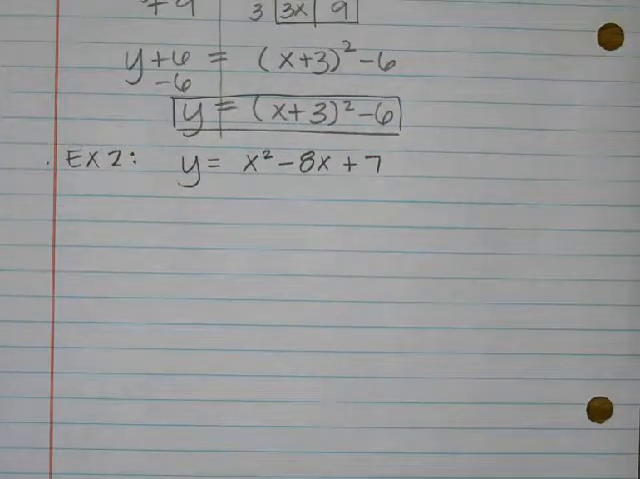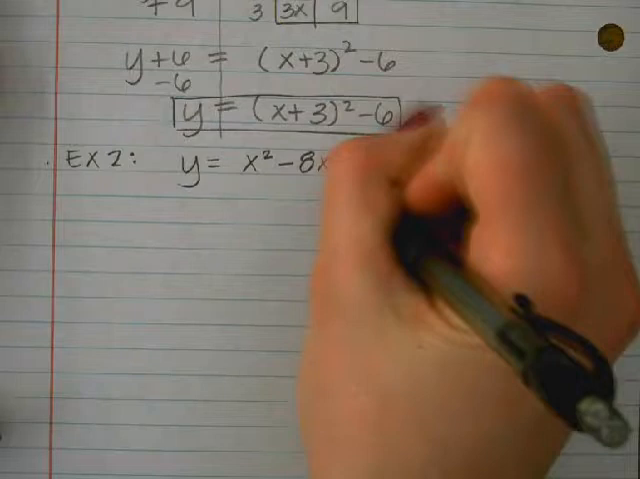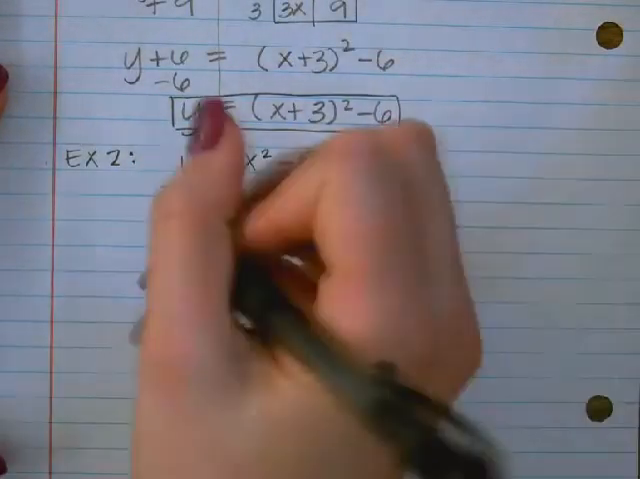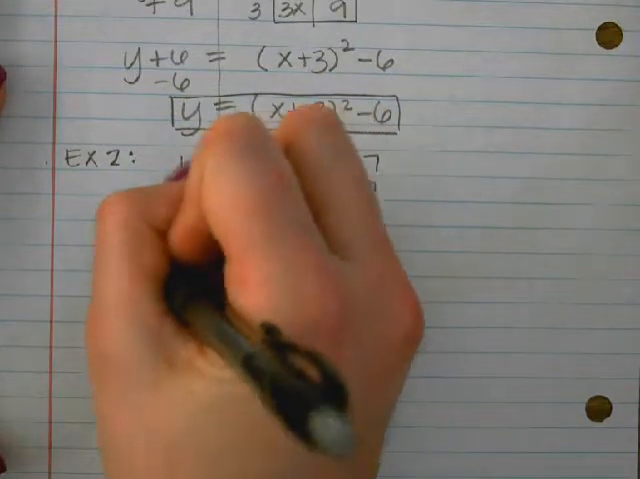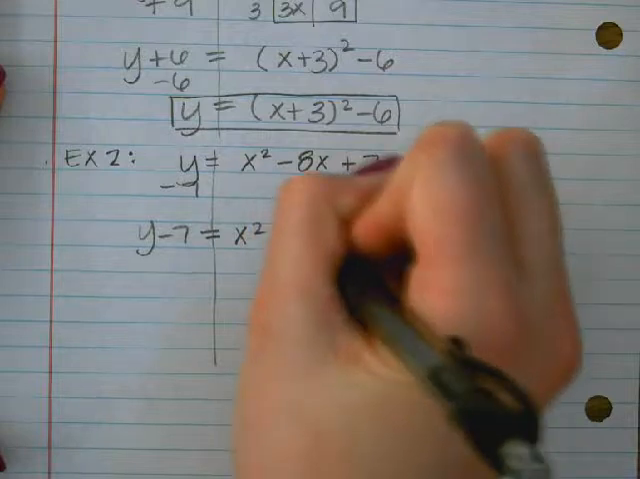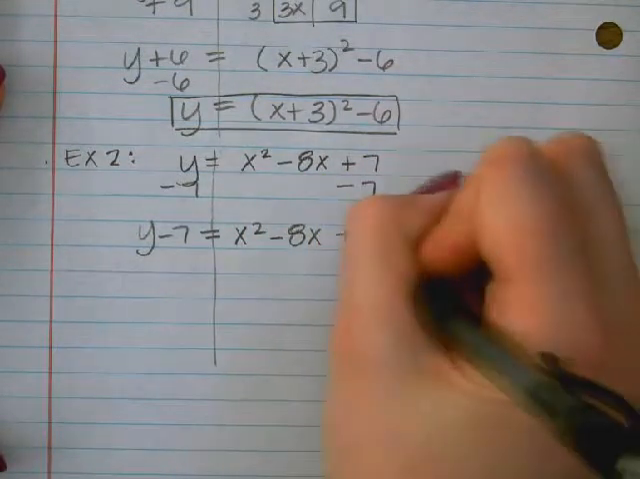So, do we like that 7? No, what should we do? Minus it over, right? So I have y minus 7 equals x squared minus 8x plus whatever fills in the blank.